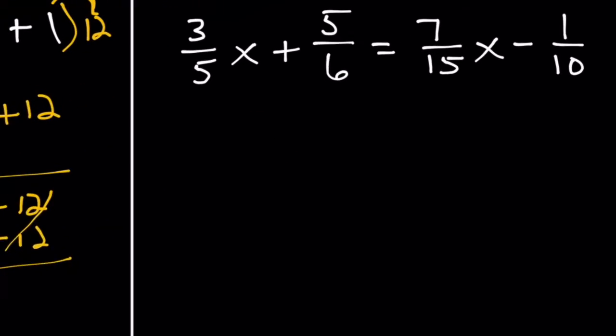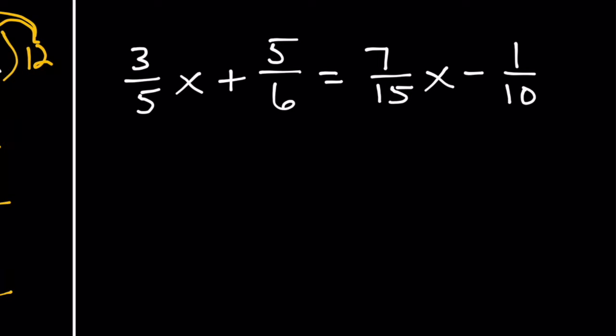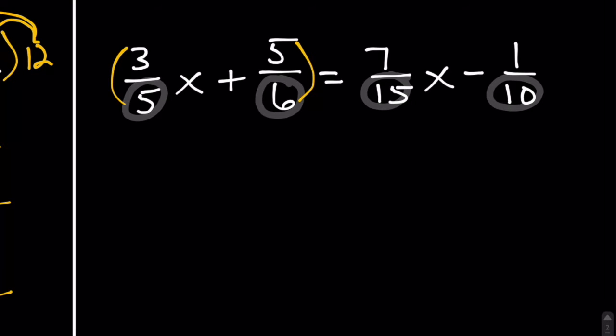Let's take a look at a ridiculous example. 3/5 x plus 5/6 equals 7/15 x minus 1/10. Now this time we have an unprecedented 4 fractions with different denominators. Don't go weeping into your pillows yet. It's not that bad. We got 5 and 6 and 15 and 10. What do these numbers got in common? They all multiply to 30. So, if we gotta multiply everything by something, 30 is a pretty good bet.